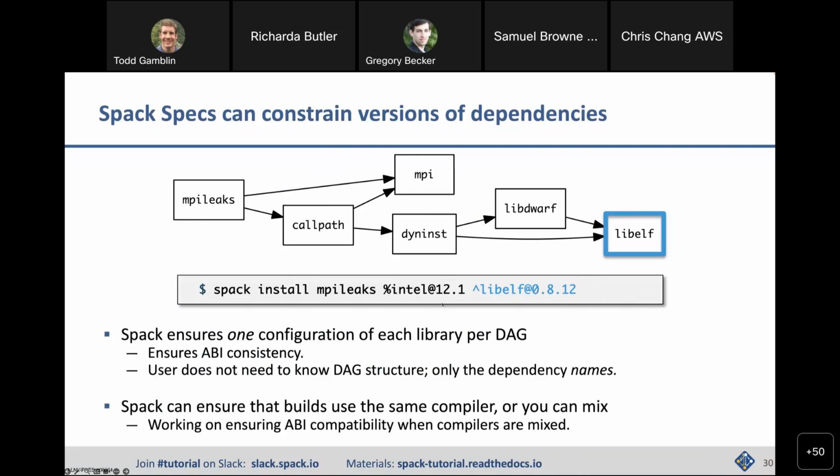So I can go and install just libelf at 0.8.12 and ensure that it's linked to mpileaks without really knowing that mpileaks depends on callpath, depends on dyninst, and that there are really two paths here by which I could get to libelf. I don't have to know all that. I can just say, hey, it's libelf, that's the problem, go give me version 0.8.12 and make it work. And Spack will solve for a graph that satisfies these constraints here.